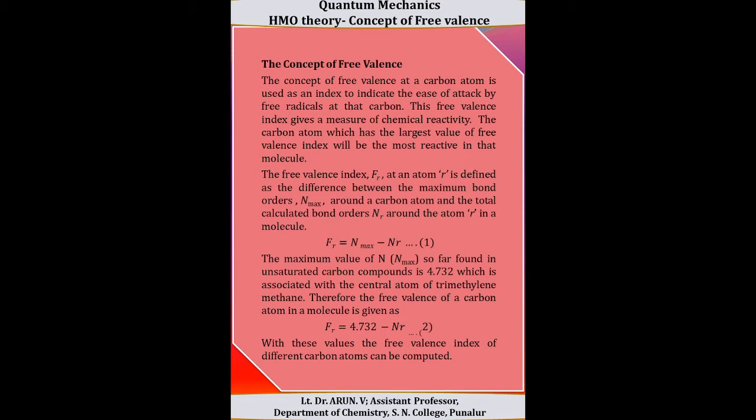The maximum value of N, that is Nmax, so far found in unsaturated carbon compounds is 4.732, which is associated with the central carbon atom of trimethylene methane. Therefore, the free valence of a carbon atom in a molecule is given as Fr equals 4.732 minus Nr. With these values, the free valence index of different carbon atoms can be computed.